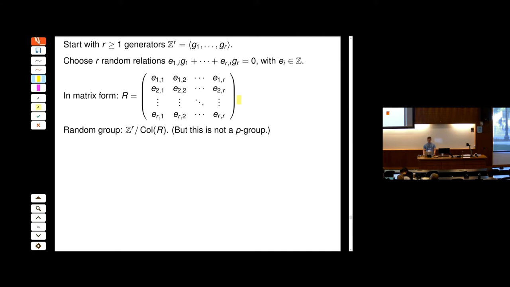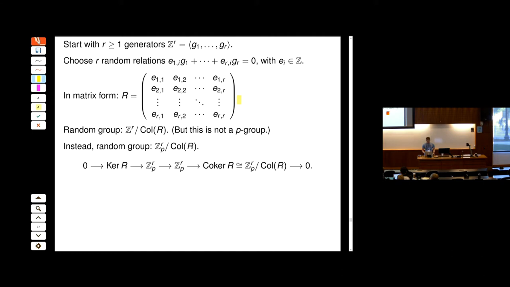Okay, so now instead of Z, because I want p-groups, I'm actually going to use the p-adics, so that every prime that is not p is going to be invertible in Z_p, and all the finite torsion prime to p is going to vanish. Everything is going to be trivialized if it's away from p. So if you haven't seen the p-adics, I don't know what to tell you.